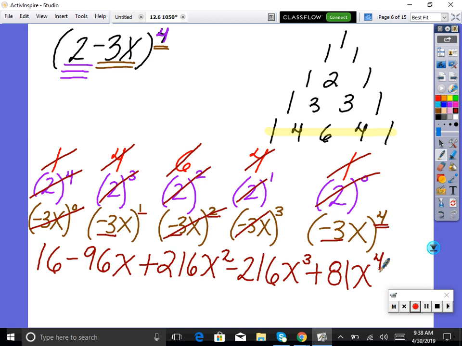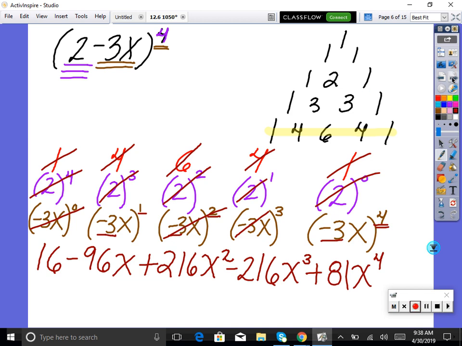Then check. Since there was a subtraction sign in the problem, my final answer should bounce between positive, negative, positive, negative, positive, negative. Yes, it does. All good there? You guys see what I'm saying when people go 6 times 2 squared times negative 3 and they don't square the 3? Okay, don't be that person.